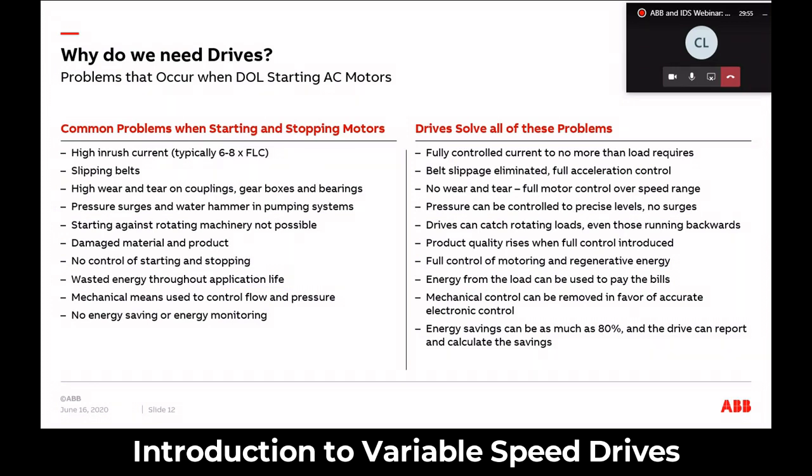Good things as well is that you're able to protect against any pressure surges or water hammering in pumping systems, because as a result of that high starting current and torque, you're going to get a lot of water hammering in pumping systems, where the drive actually relieves that, so that you're not getting that constant pressure surge or water hammering, so to say, at least anyway.